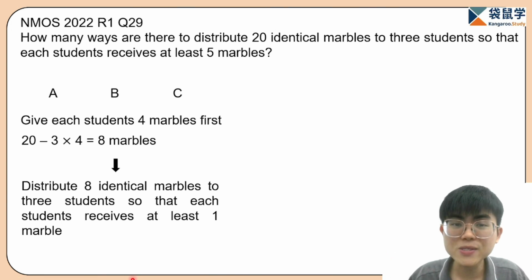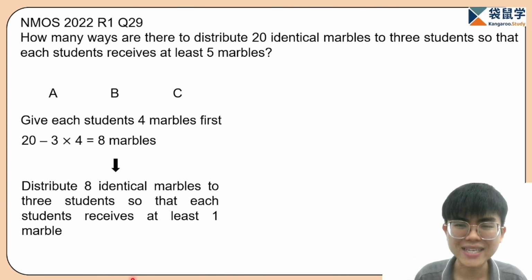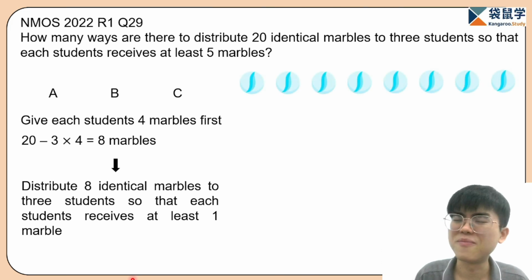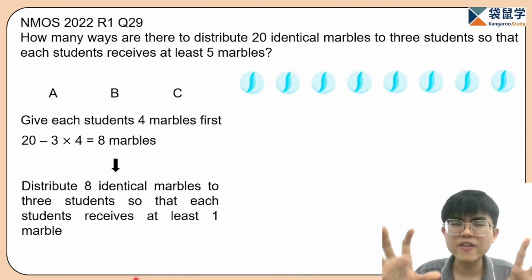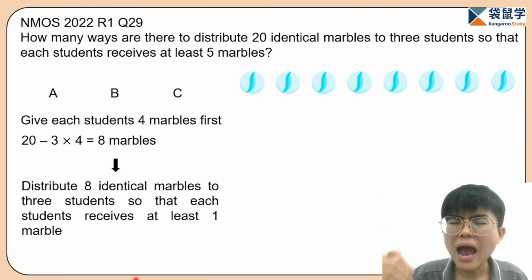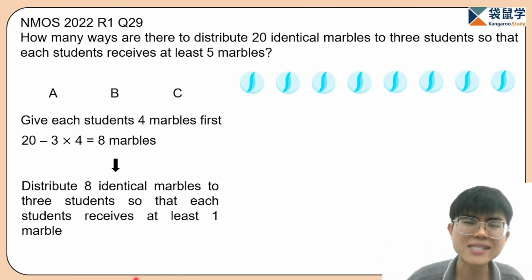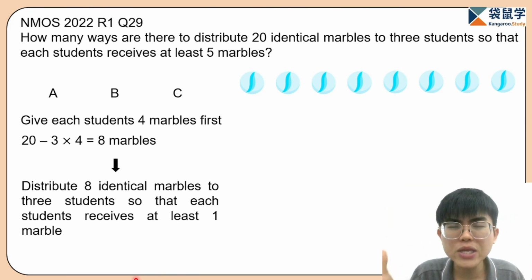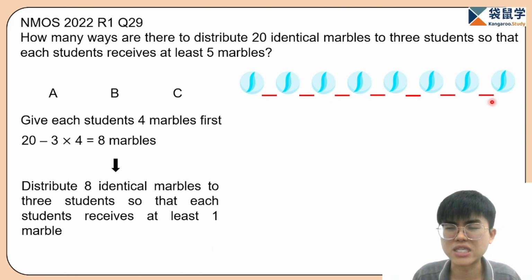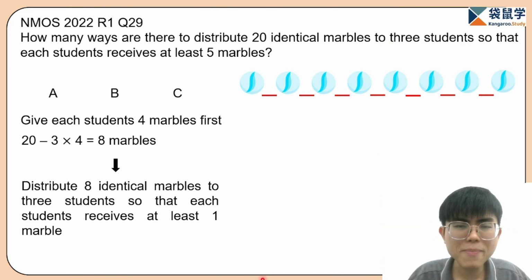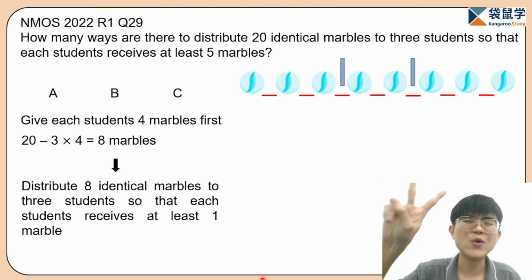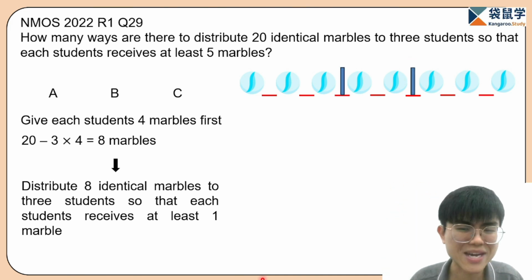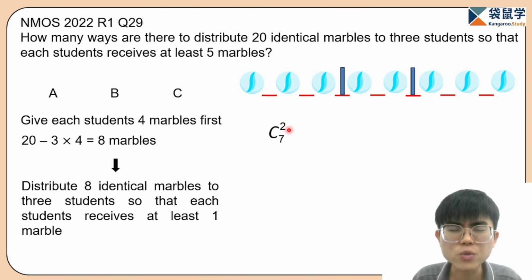So what is the method that we can use? The insertion method. In this case, we have 8 identical marbles. And then, what we have to do with the insertion method is that we need to see how many bars we have to insert, and how many gaps we can insert our bars into. You can see that there is 1, 2, 3, 4, 5, 6, 7, so 7 different gaps. And to give to 3 students, how many bars do we need? We will need 2 bars, right? 2 identical bars. So in this case, we just have to choose from 7 gaps to put the 2 bars.